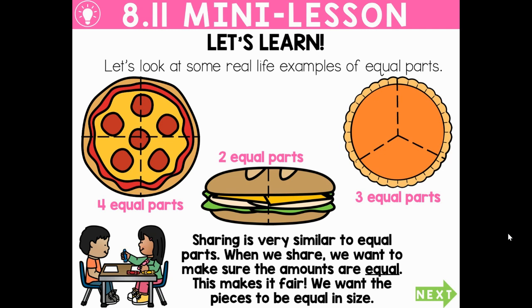The sub is split into 2 equal parts. Both pieces are the same size. The pie is split into 3 equal parts. They are all the same size and the same shape. They are equal.